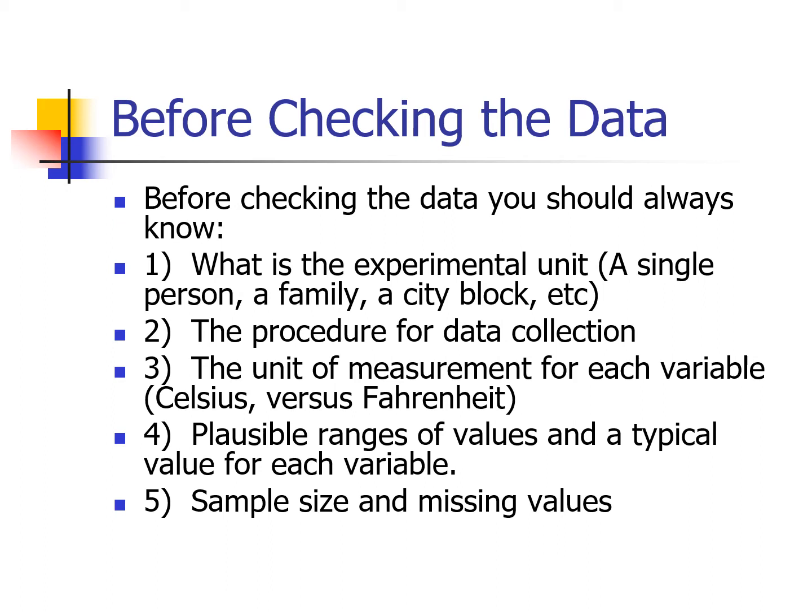That number 3 feeds into 4: what are plausible ranges of values? What's a typical value? Again, a plausible range for temperature is going to depend on whether it's Celsius or Fahrenheit. Each of those units of measuring temperature is going to have a different range of reasonable values. And then number 5: what's our sample size? Essentially, how many rows are in our data set, and are there any missing values?